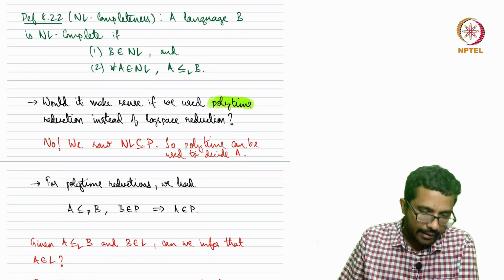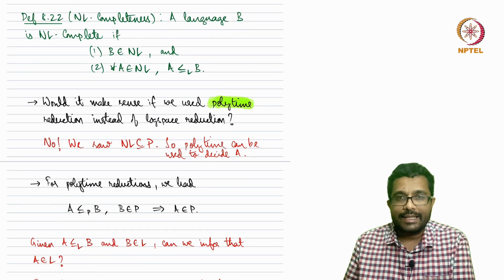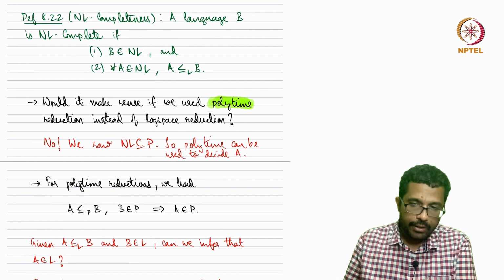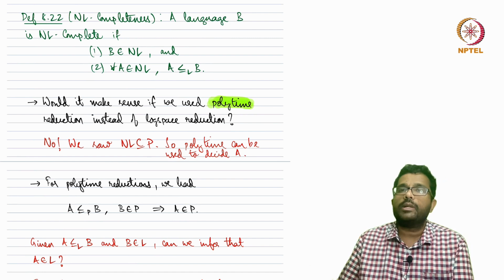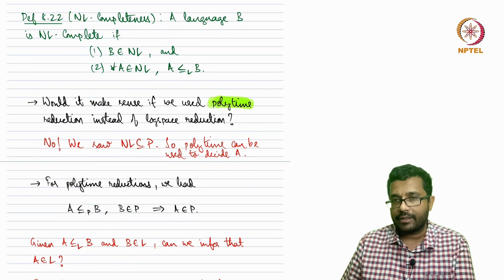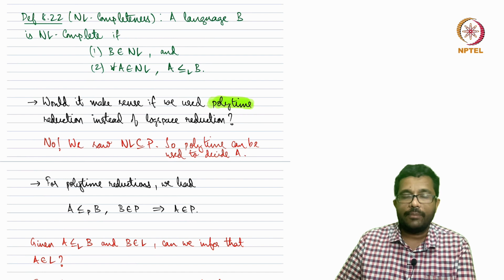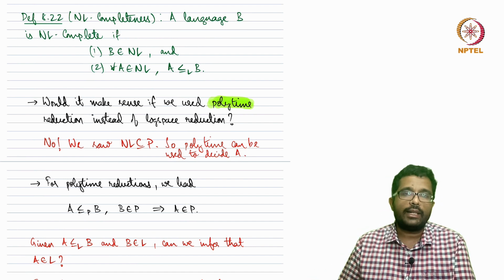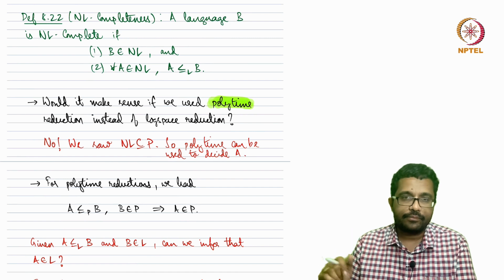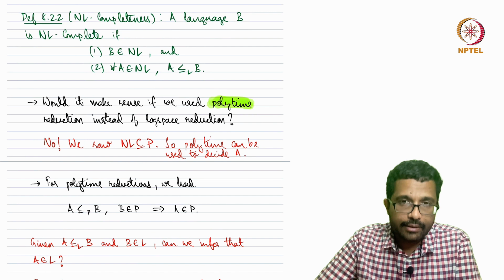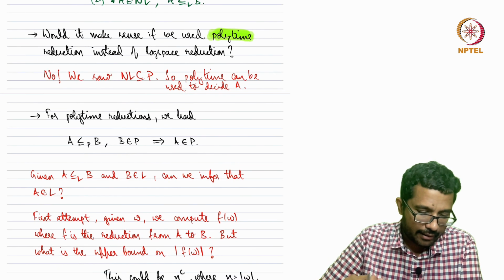That is the reason why we need a more restricted reduction. In general, whenever we have a notion of completeness, we want the reduction to be less powerful. In NP-completeness, we use polynomial time reduction, which is less powerful than NP. In the case of NL-completeness, we use log space reduction, which is less powerful than NL.